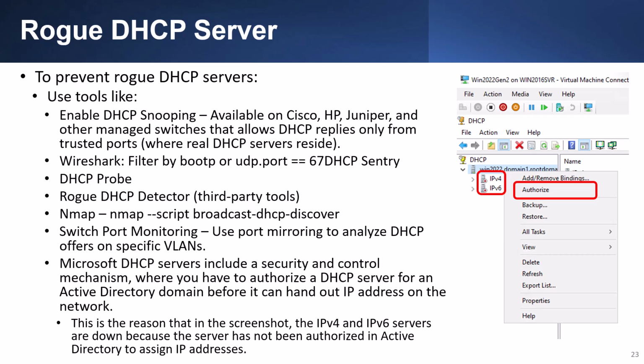Microsoft DHCP servers include a security and control mechanism where you have to authorize the DHCP server for an Active Directory domain before it can hand out IP addresses on the network. This is the reason that in the screenshot, the IPv4 and IPv6 servers are down: the server has not been authorized in Active Directory to assign IP addresses.